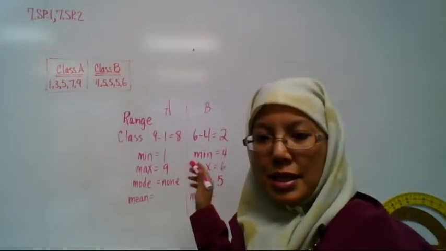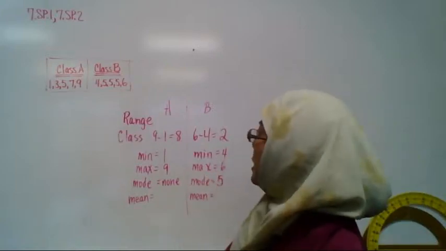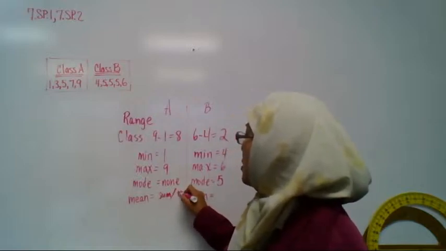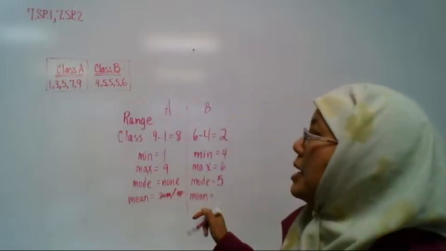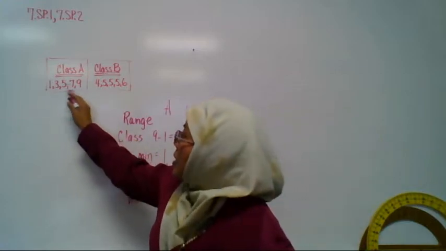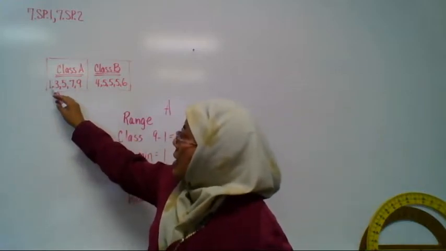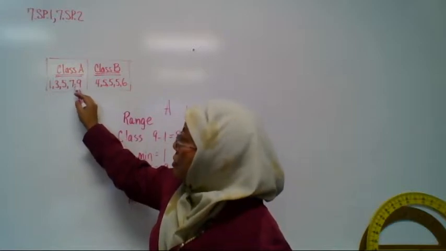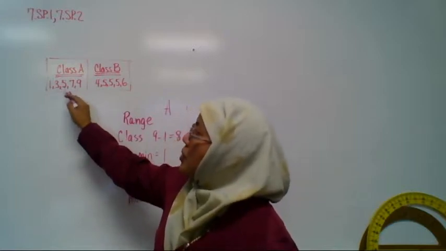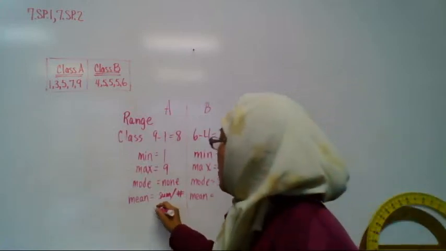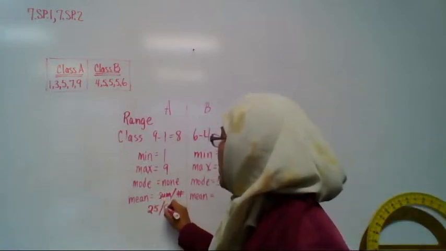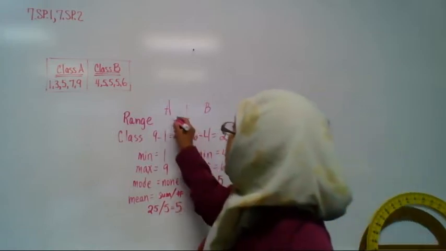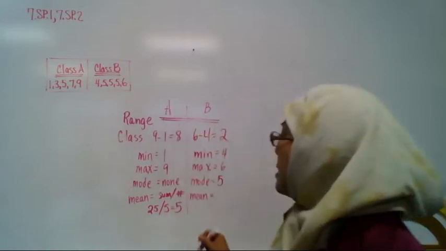So the mean with this is going to be the sum, as you know, divided by the number of data in the set. So, here we go. 9 plus 1 is 10, and then you have 10 plus another 10, 7 plus 3, and then you have 20 plus 5. So 25 divided by 5 is 5. Okay? So the mean for set A is 5.